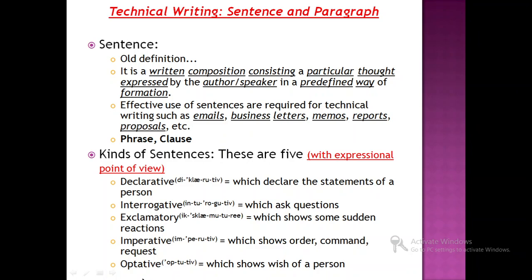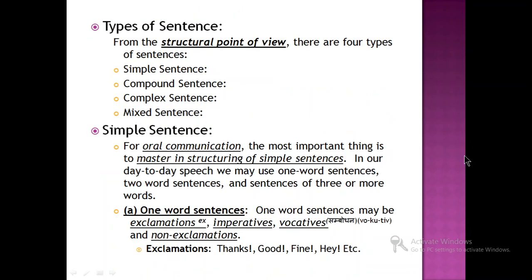Okay, but later on it was added as a kind of sentence which shows a wish of a person, जो एक wish show करता है, which he wants to be done, जो वो चाहता है वो हो, but दूसरे की तरफ से, means by the supreme power. Okay, so these were some of the kinds of sentences with expressional point of view.